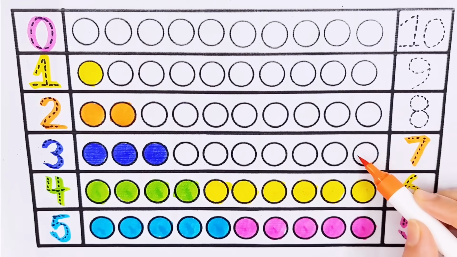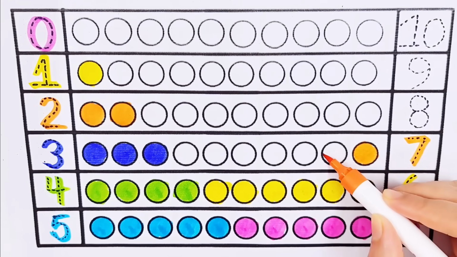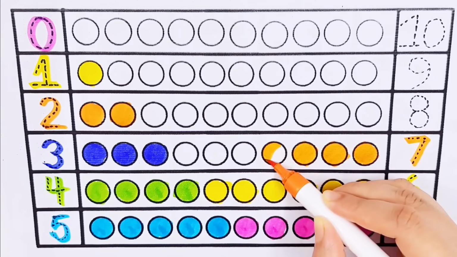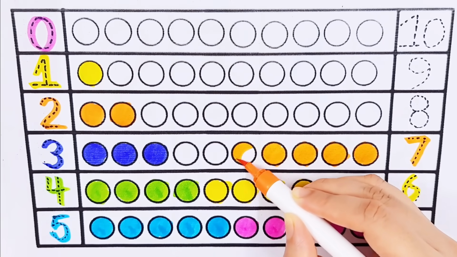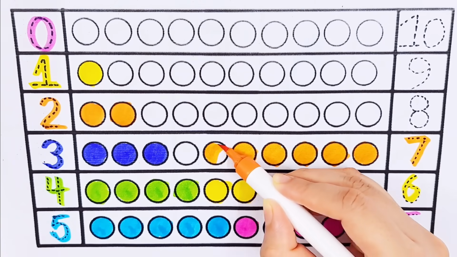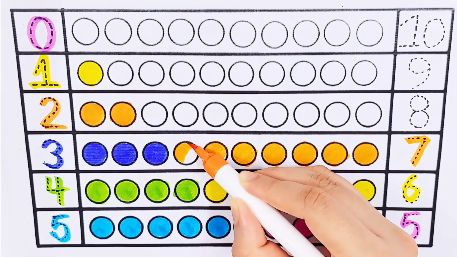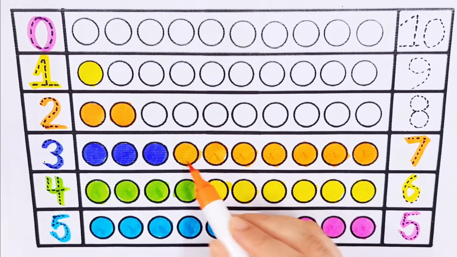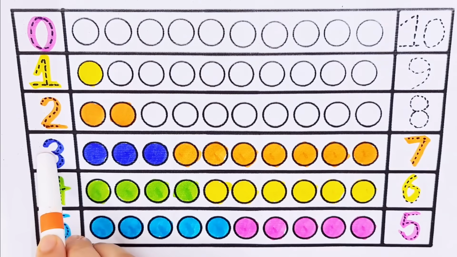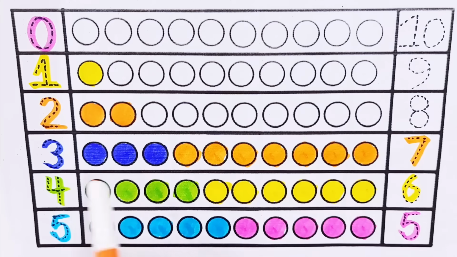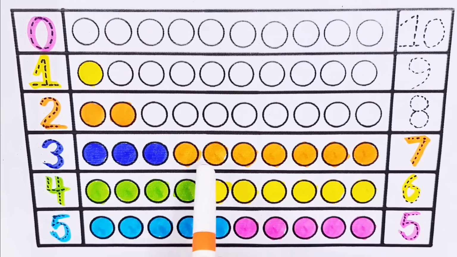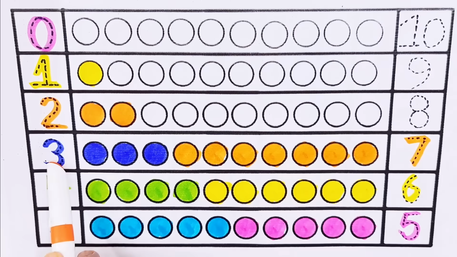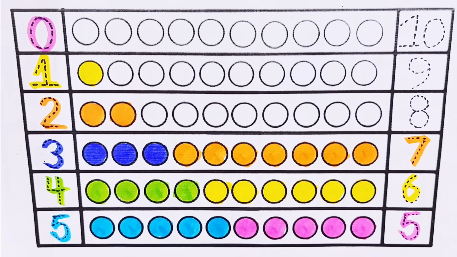Number 7. One, two, three, 4, 5, 6, 7. 3 plus 7 equal 10. 1, 2, 3, 4, 5, 6, 7, 8, 9, 10. 3 plus 7 equal 10.